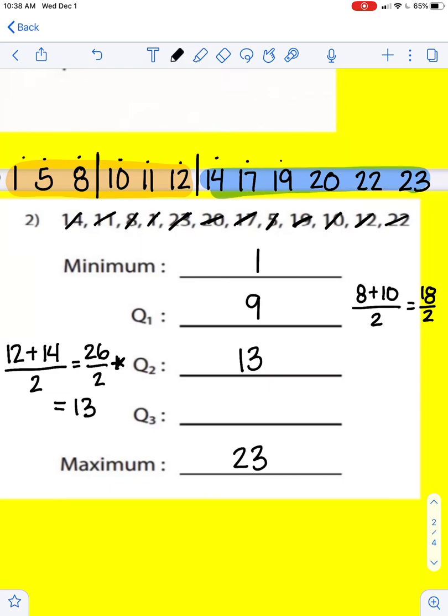And then for quartile 3, we're going to do the same thing on this side. I'm going to have 1, 2, 3, and then 1, 2, 3. So here I'm going to take 19 plus 20 and divide that by 2, which is going to give me 39 divided by 2, which gives me 19.5.